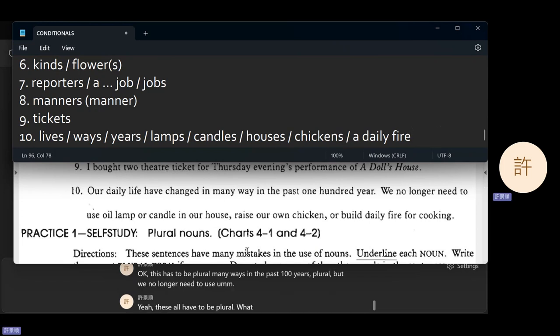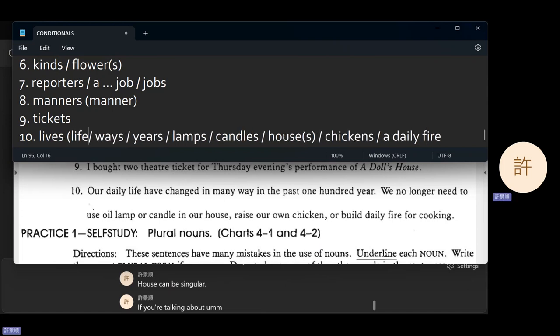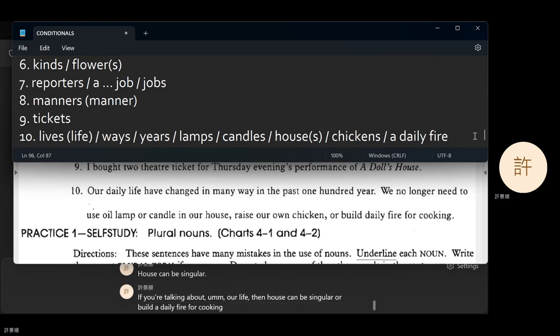What am I saying? You have more than one lamp in your house. You have more than one candle in your house. House can be singular, if you're talking about our life, then house can be singular. Or build a daily fire for cooking. Okay, questions?